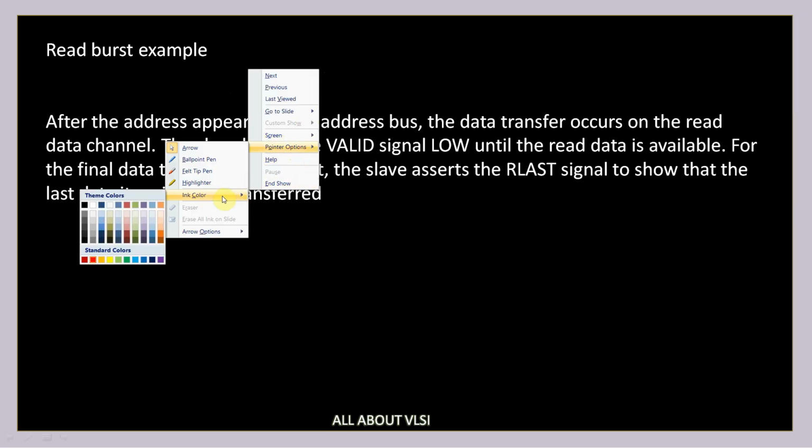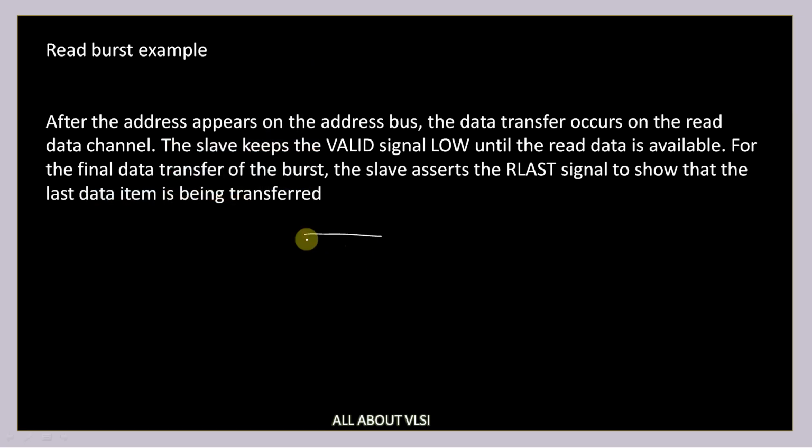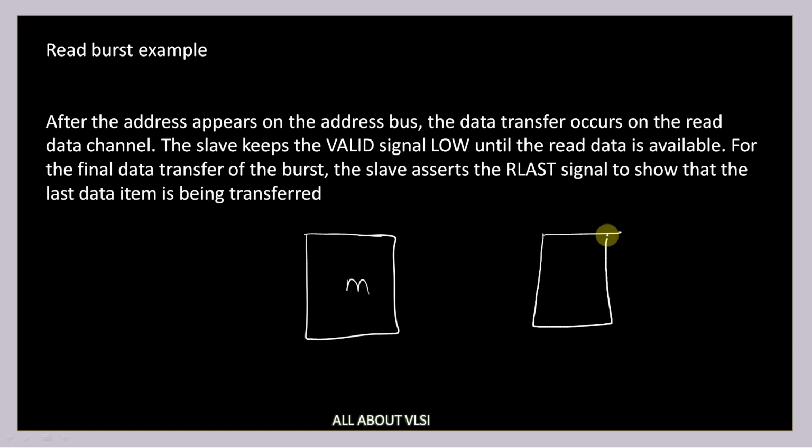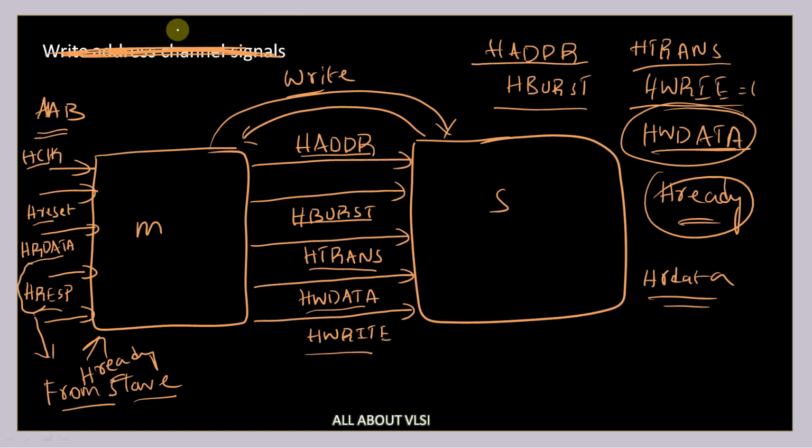That means the master wants to perform a read operation. This is my master and this is my slave, and the master wants to read the data from the slave. What is the master going to do? It is first going to send the address associated with that particular read transaction. The bus it is going to use to send the address is known as the AR address bus. So it is going to use the read address bus.